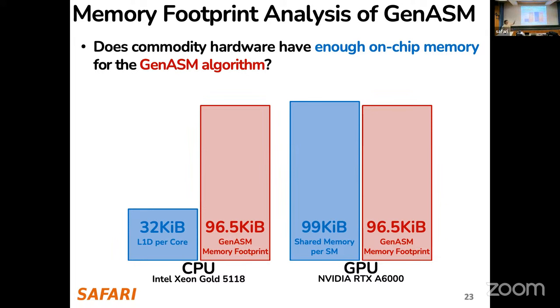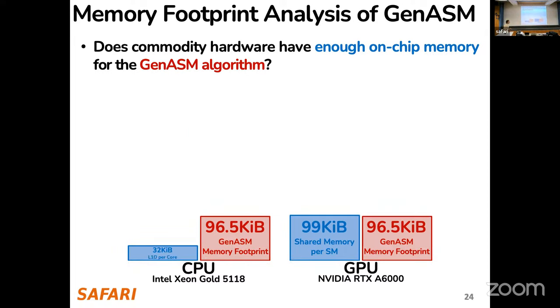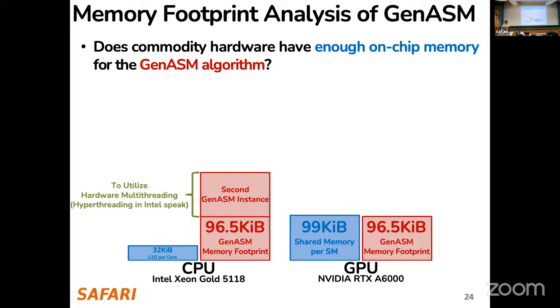Now, we have the issue that this is a single problem instance. Ideally, to really use all the hardware that we have available, we want to use the hardware multi-threading in these architectures. In Intel speak, this is called hyper-threading. You can quickly alternate between two threads and always keep your functional units occupied. To do that at the algorithm level, we need to work on two problem instances at the same time, meaning we double our memory footprint, which exacerbates our memory footprint issue. Now we don't even remotely fit into the L1 cache anymore.